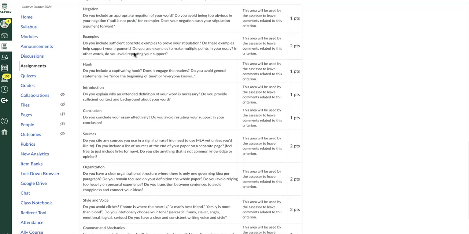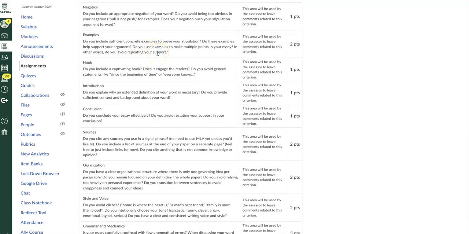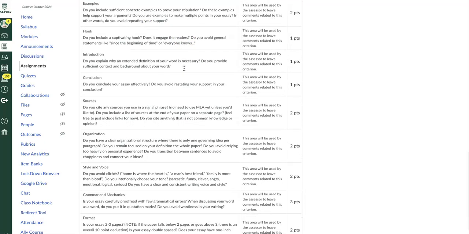Examples. Do you include sufficient concrete examples to prove your stipulation? Do these examples help support your argument? Do you use examples to make multiple points in your essay? So that's the main thing that I'm looking for. Your examples need to be dissimilar enough that they are making different points completely to push your stipulation forward. So avoid repeating your support. You're making separate points. And again, you can see examples of that in the sample reading that you did.